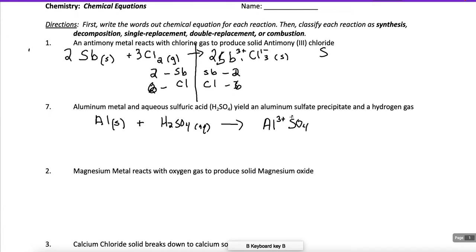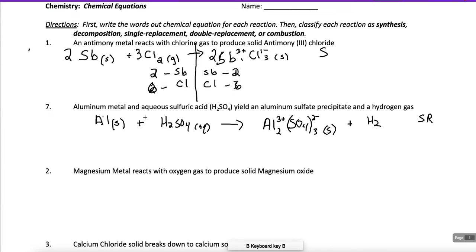It's a polyatomic, so I'm going to put it in parentheses. 2 negative, and I'm going to crisscross. And it's a precipitate. That means it's a solid. And hydrogen gas, H2. Okay, if you've noticed this one, the aluminum and the hydrogen have basically traded spots. This is a single replacement.